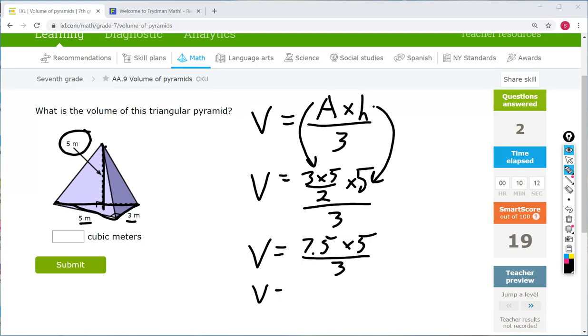And then 7.5 times 5 over 3. So let's see here. 7.5 times 5. Well, I know that 7 times 5 is 35. I know that 0.5 times 5 is 2.5. So 35 plus 2.5 is going to give me 37.5 in the numerator. That's a little bit of mental math. You could use a calculator if you want. Divided by 3. Let's work that out. 37.5 divided by 3.